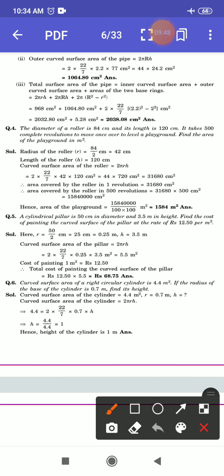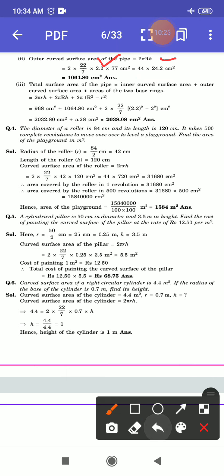So what is the formula? 2 pi r h, and here r is 2.2. Then you have to cut the 7 with 77, and the value is 11. Then multiply 11 by 2.2 and you get 24.2, and you multiply 22 with 2 and get 44. After multiplying these things, the value is 1064.80. This is the outer curved surface area of a pipe.